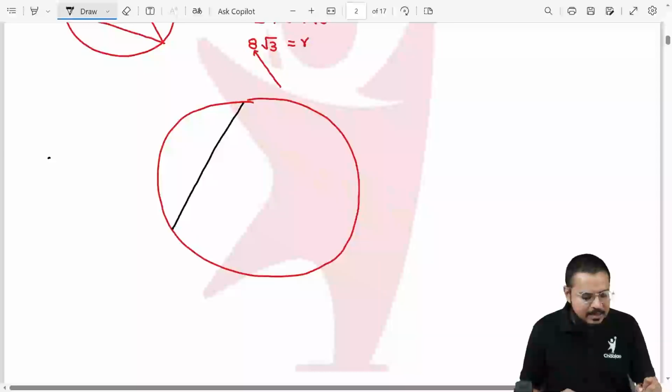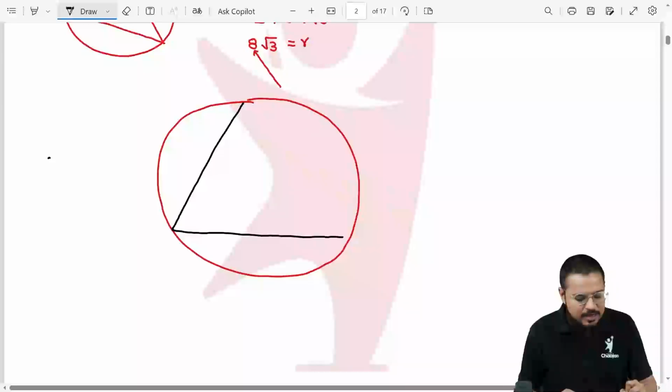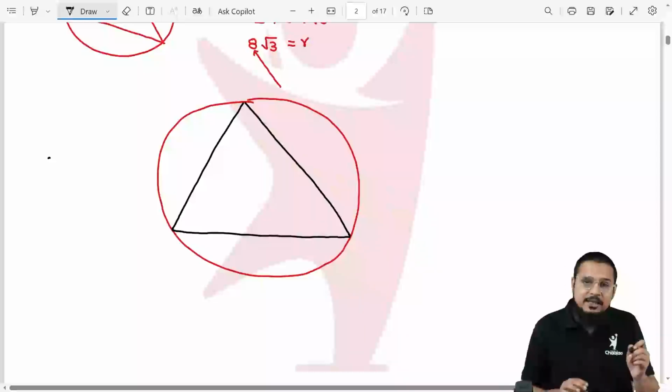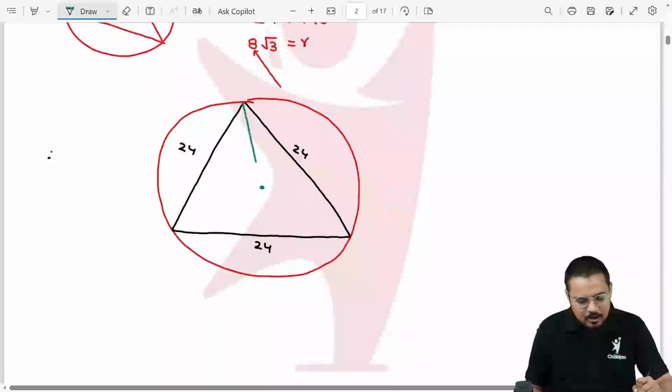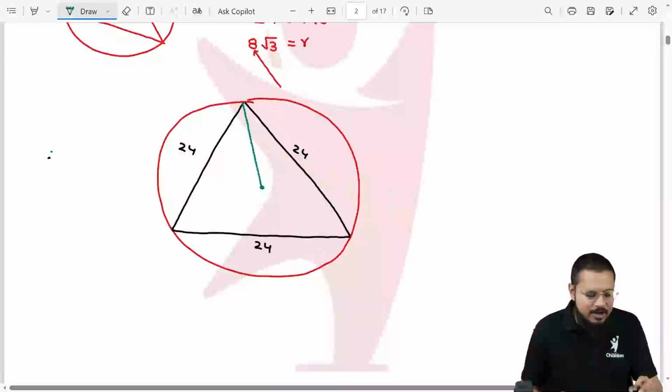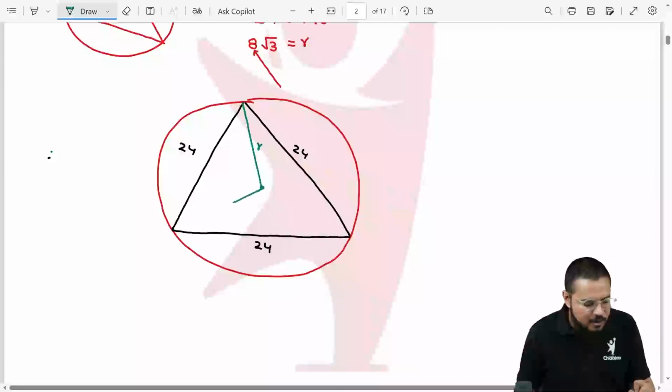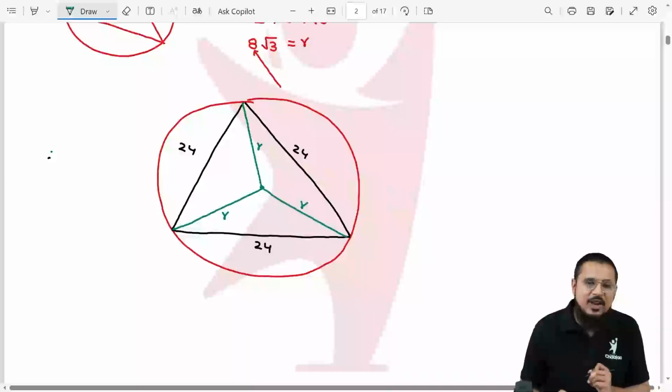So basically this is my equilateral triangle like this, and I know each side length of this equilateral triangle, that's given to me as 24, 24, and 24. Okay, so I need to find out the radius of the circle. Let's say this is my center of the circle, then this length from here till here, obviously that should be my radius, right? And this length from here till here should also be my radius, and this length from here till the circumference of the circle should also be my radius.